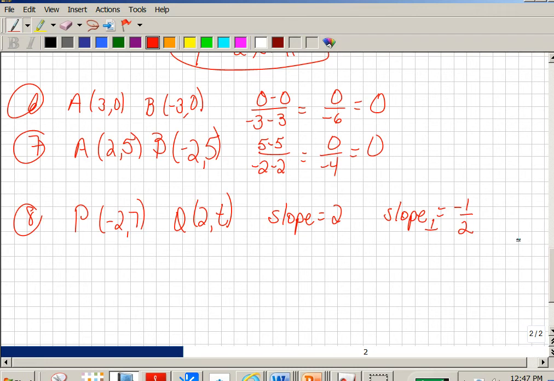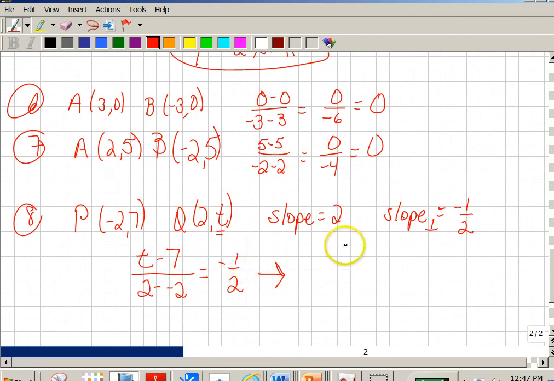Is that all they wanted? Yeah. No, find t. Okay, so let's find t. So PQ, its slope is going to be y2, which is your t, minus y1, which is 7, over x2, which is 2, minus x1, negative 2. And we know that that slope has to equal negative 1/2.